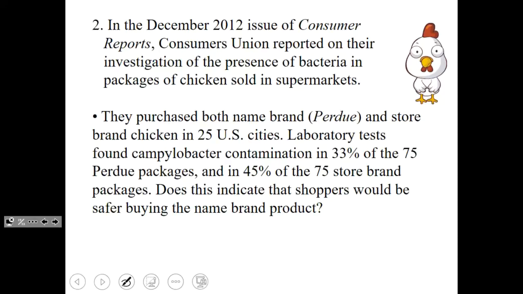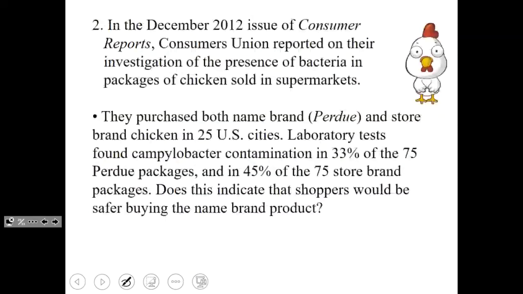So what's my alternative hypothesis? Does it indicate shoppers would be safer buying the name brand product? That's what I'm trying to prove. If they're safer buying the name brand product, that means contamination should be higher in the store brand product. So that's going to help me set my hypotheses. It's going to help me name them. Now, when we call this P1 and P2, we have to be very clear so people know what we're talking about. We have to tell them what P1 and P2 are.